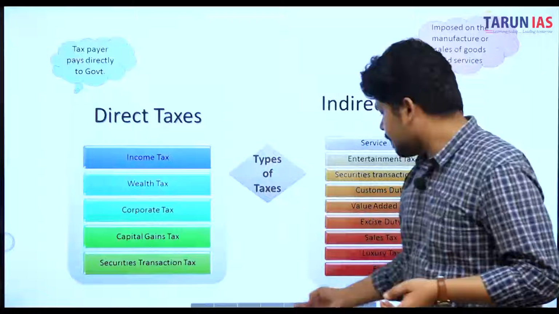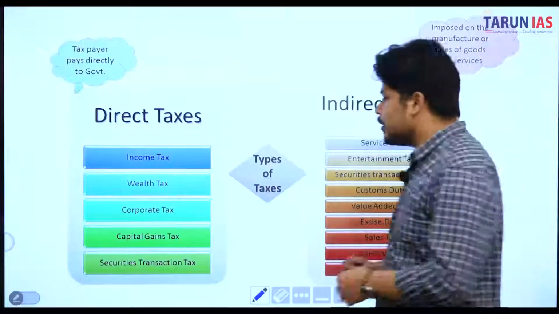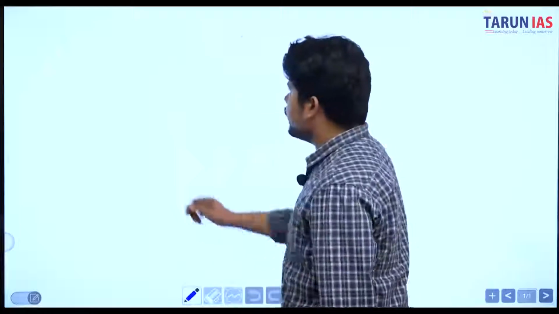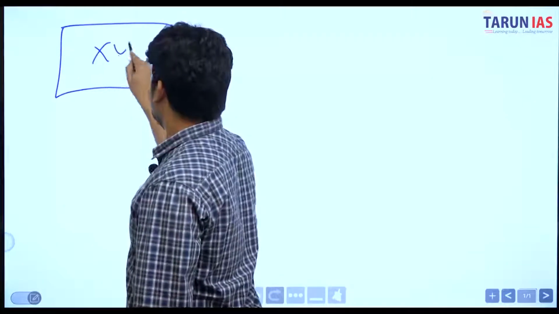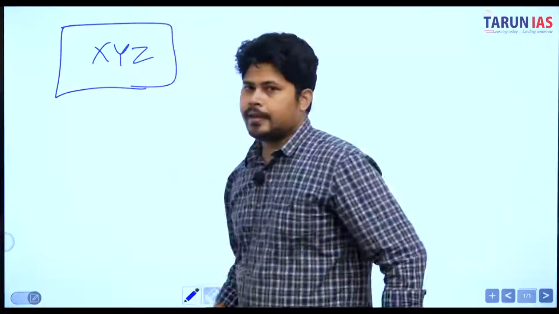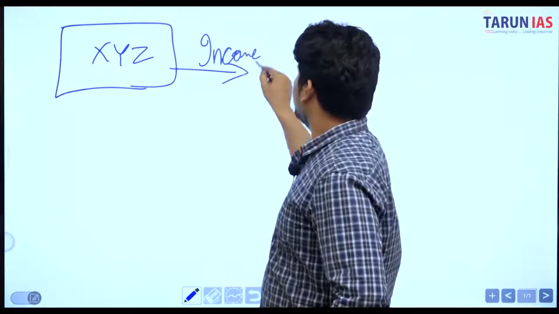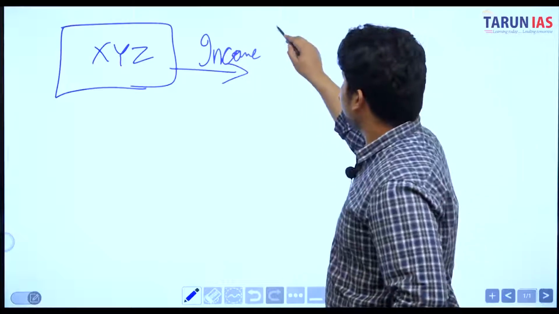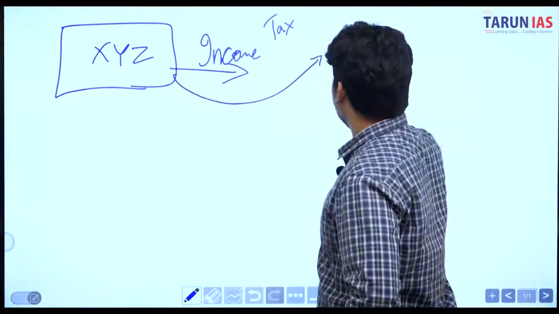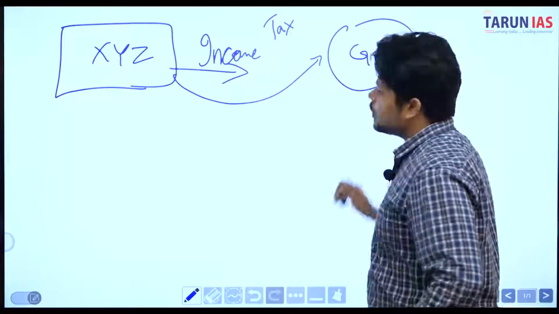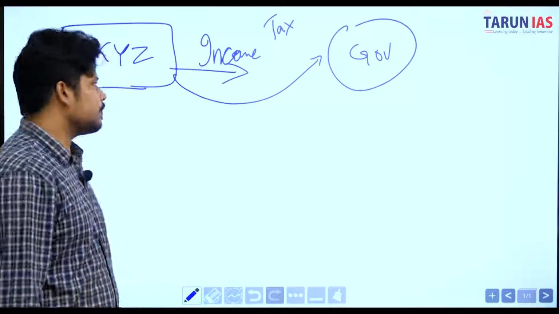If you try to understand it, because there is a lot of confusion, sir, what is indirect tax, what is direct tax, to understand this it's very easy. Like if you are a person XYZ, you are making some income, so the government is imposing a tax upon that income and you are paying that tax to the government. That is simply the direct tax.